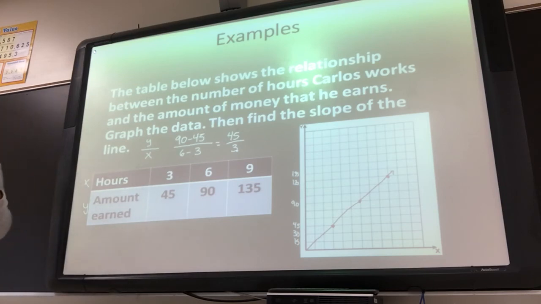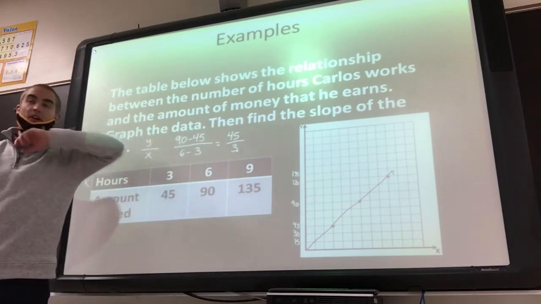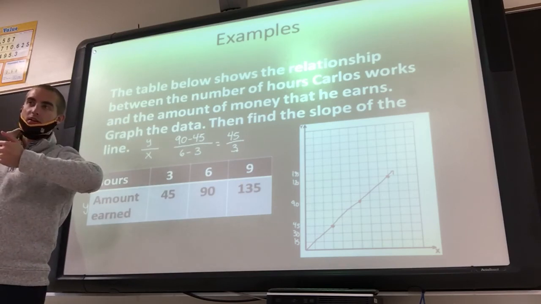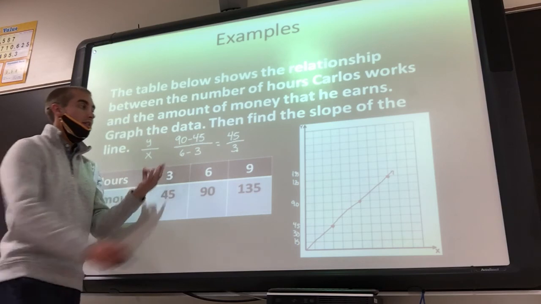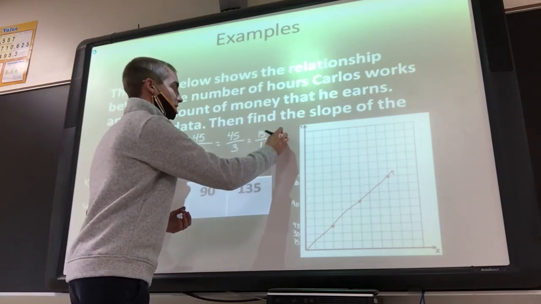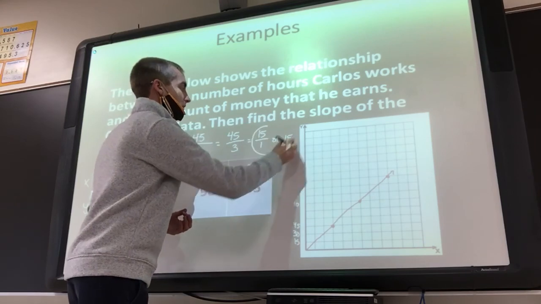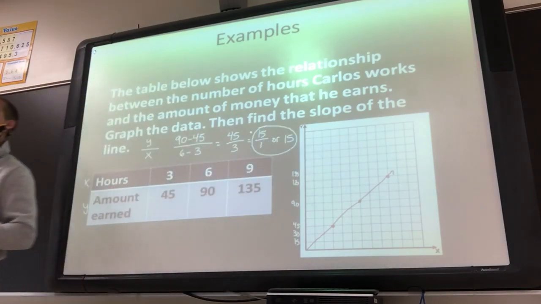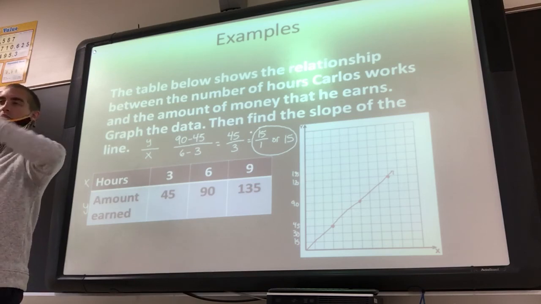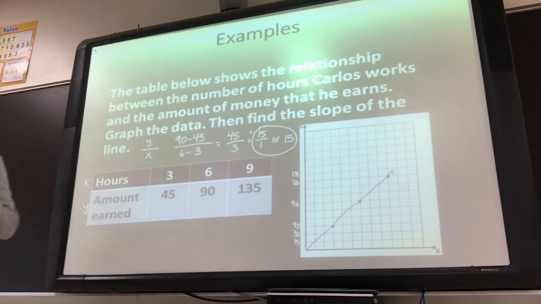Y over x. Can I simplify 45 over 3? What can I divide both of them by? Divide both of them by 3. That's going to get us 15 over 1, or just 15. So make sure that you simplify, and that means we're going up 15 and right 1 to get from one point to the next. So the slope there is 15 over 1, or 15.